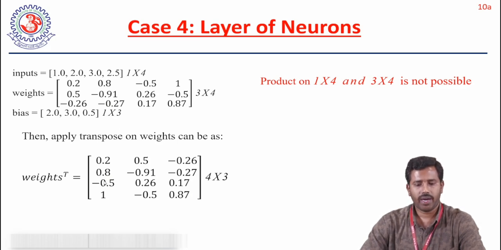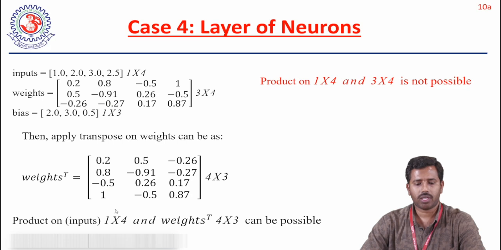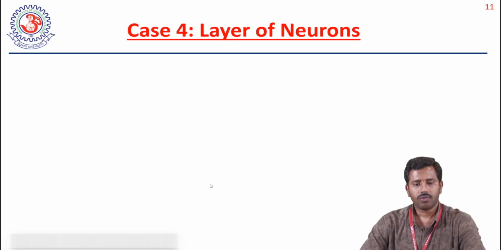So here the weight contains 3 columns, if you observe, and 4 rows. That's why it is 4 by 3. This can be represented by a variable called weights, with a superscript of capital T, which represents the transpose operation applied on the given weights example. Now the product of the 1 by 4 input and weights transpose with dimension 4 by 3 is possible. So if you apply the dot product on this, let us go for the tracing.